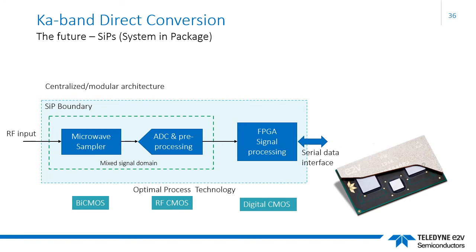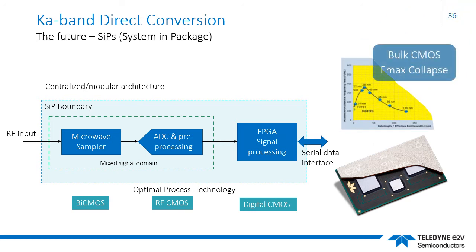We saw earlier how bulk CMOS technology no longer supports expanding bandwidth needs. That's because FMAX has collapsed. This is forcing a natural disintegration of analog and mixed signal functions away from bulk digital CMOS, as alternative process options become increasingly mandatory for RF functions.